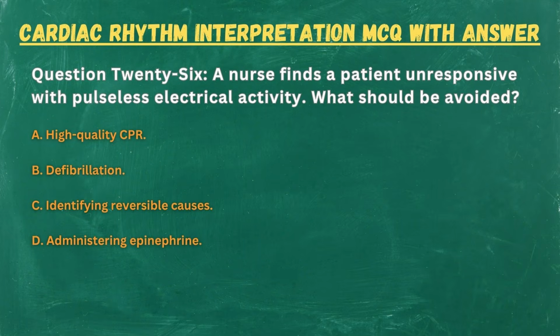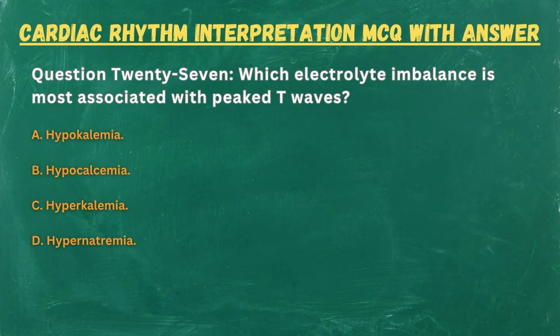Question 26. A nurse finds a patient unresponsive with pulseless electrical activity. What should be avoided? A. High-quality CPR. B. Defibrillation. C. Identifying reversible causes. D. Administering epinephrine. Answer: B. Defibrillation.